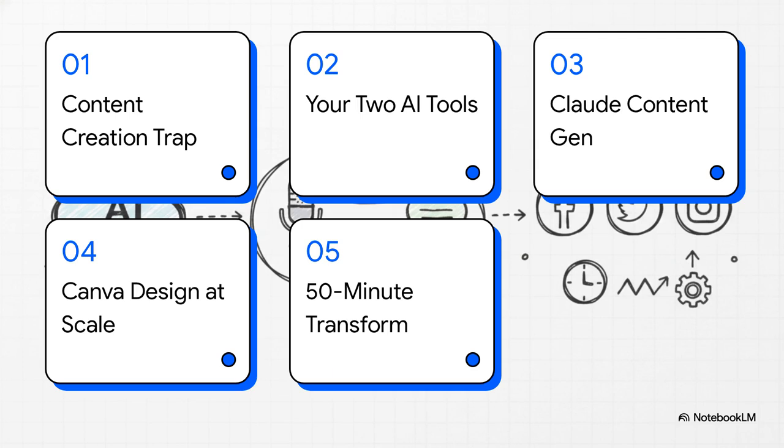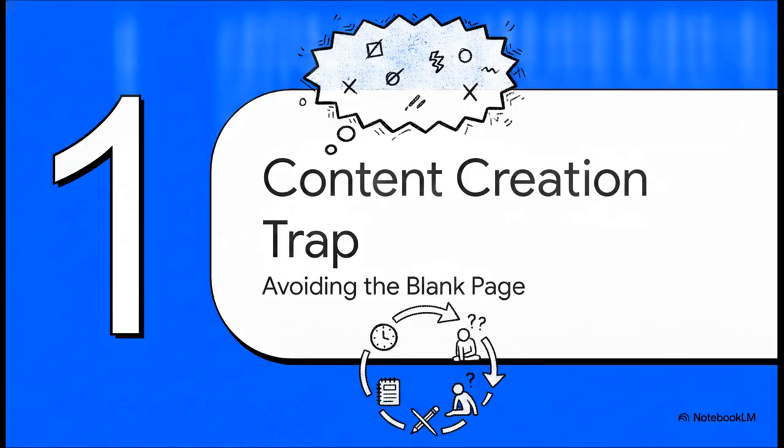First, we'll look at the content creation trap. Then, your 2 AI tools. Third, Claude, generating the content. Fourth, Canva, designing at scale. And we'll wrap up with the 50-minute transformation. Okay, Section 1, the content creation trap.